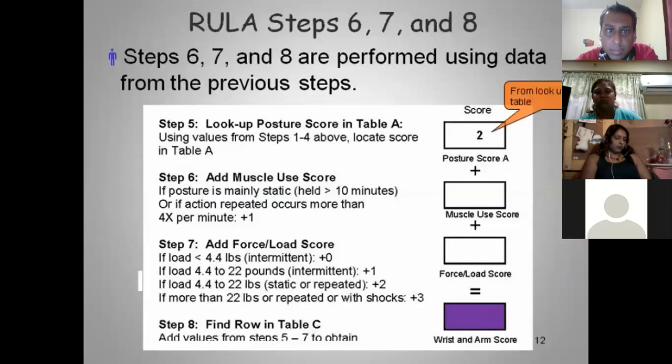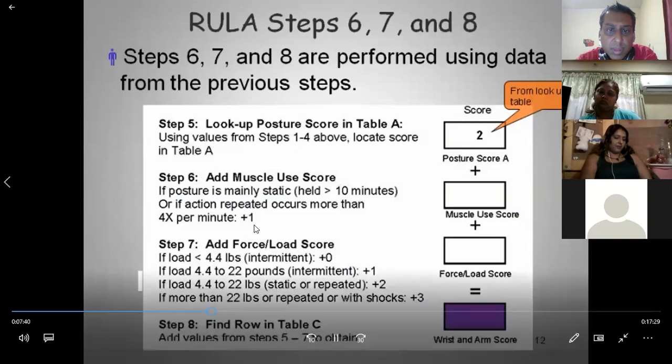So we take our 2 and we put it here in step 5. Then for this particular portion of the body, we're only looking at the upper limb. We're not worrying about the rest of the body; we'll deal with that later. This is where we start to add in muscle force. If the posture is maintained statically for greater than 10 minutes, or if the action is repeated more than 4 times per minute, we'd add a +1 for step 6.